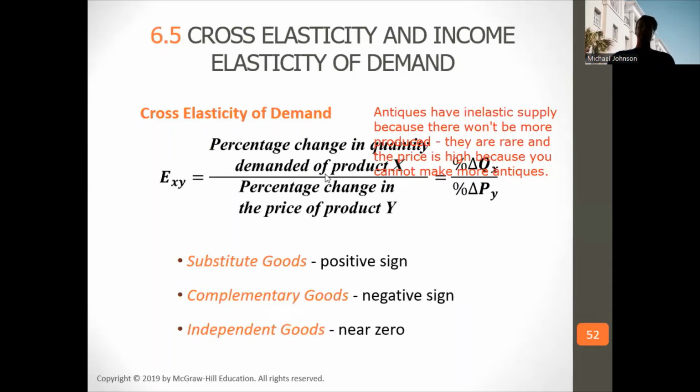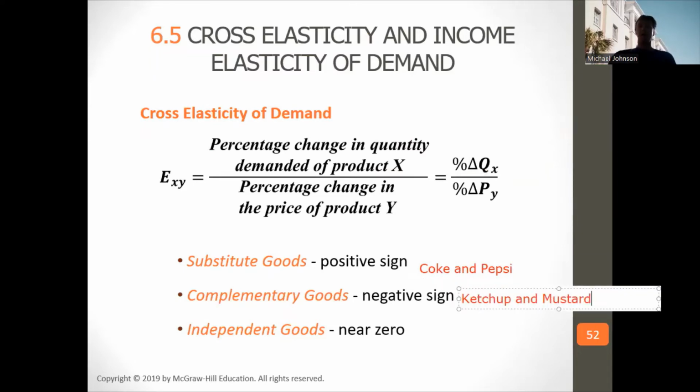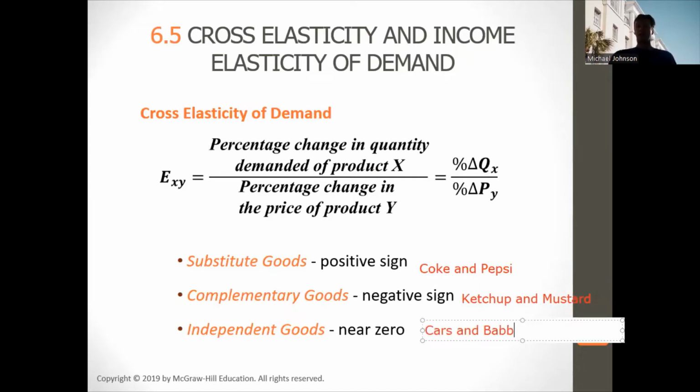So in this case, cross price elasticity of demand. It's the percentage change of quantity demanded of product X per percentage change in the price of product Y. Substitute goods would have positive signs, like Coke and Pepsi, and complementary goods would have negative signs, like ketchup and mustard. Independent goods are near zero, like cars and baby bottles. They're not related at all. They're independent.